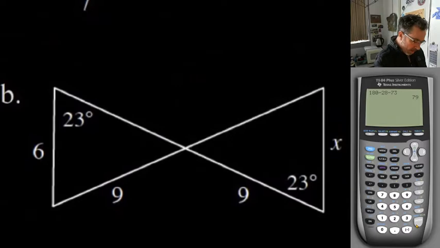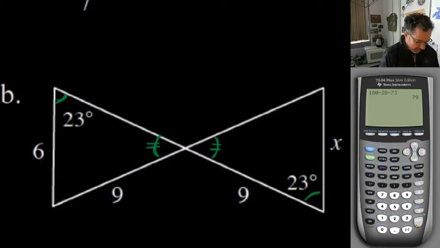Well, I do know, and I'm going to add this to the diagram, that these are vertical angles, so they have to be congruent. And because this is 23, these are congruent, and this is congruent. Oh, I'm so close to saying that these triangles are congruent, but I do not think so. And here's the reason why.